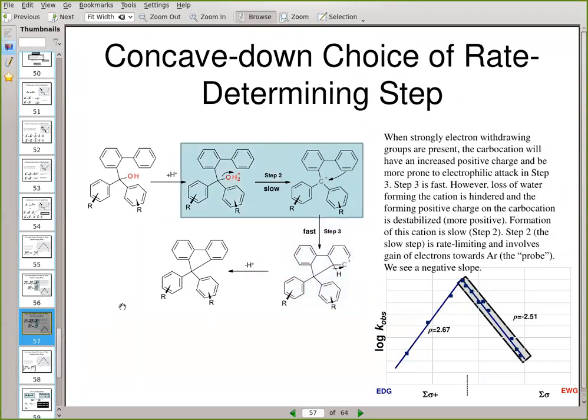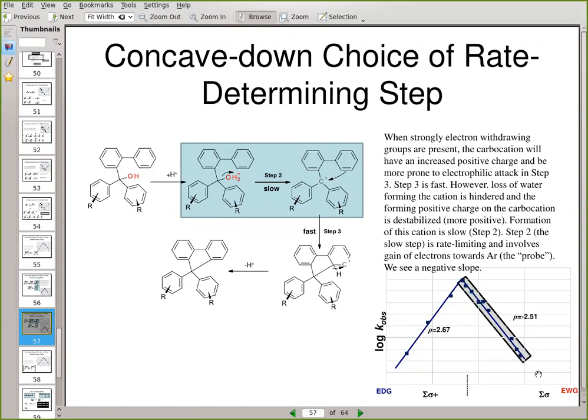On the other hand, let's have a look at the other side. On the electron withdrawing side of the graph, if you have electron withdrawing groups, can you see that electron withdrawing groups make this step fast? So that's not going to define the reaction. The reaction is always defined by the rate limiting step, the slow step of the reaction. So electron withdrawing groups make sure that this is fast, and that's not a problem in the reaction. And what happens with electron withdrawing groups here? Imagine putting an electron withdrawing group here, how difficult it is to lose that water. So this now becomes a slow step. And we see that negative slope with electron withdrawing groups because step 2 becomes the slow step. In the slow step, there's movement of electrons away from the probe. And because there's movement of electrons away from the probe, we see that negative slope.